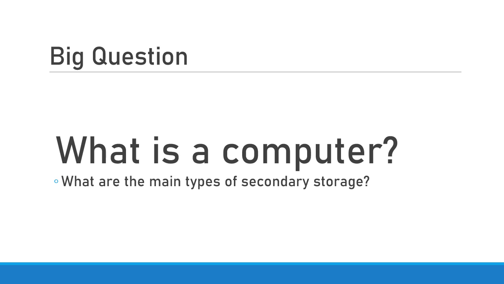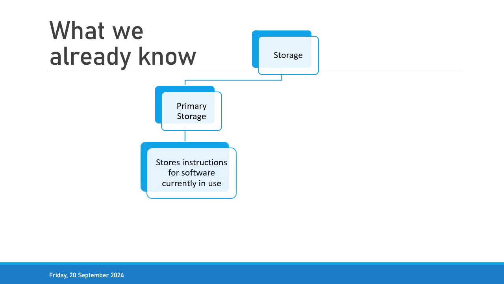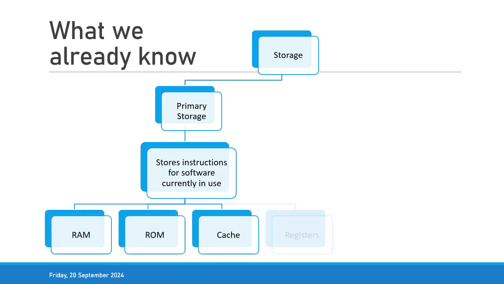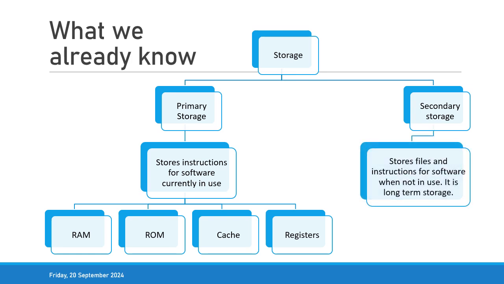Today's lesson in our journey to figure out what a computer is concerns secondary storage. Now, we already know that primary storage is where the computer keeps instructions for software that is currently being used. This includes RAM, ROM, cache, and of course the registers. But what happens to files and instructions when they're not in use? Well, that's where secondary storage comes in. It's used to store files and instructions long term, even when the computer is switched off.